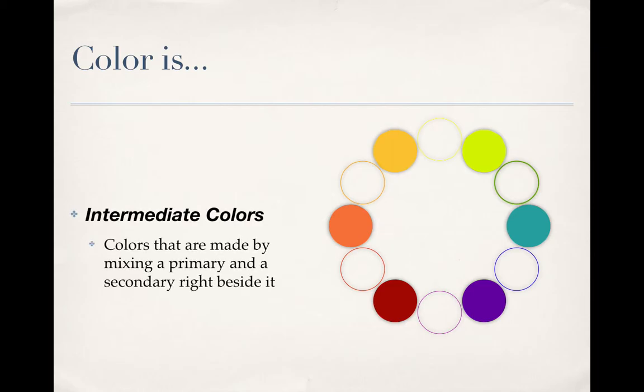The third level of mixing would be intermediate colors, and these are colors that are made by mixing a primary and a secondary right beside it. So you get colors like yellow-orange, red-orange, so on and so forth. We don't talk about mixing colors more than this. Usually we can continue basically for infinity mixing two colors right beside each other, but there is a point when your eye starts not being able to distinguish the difference.